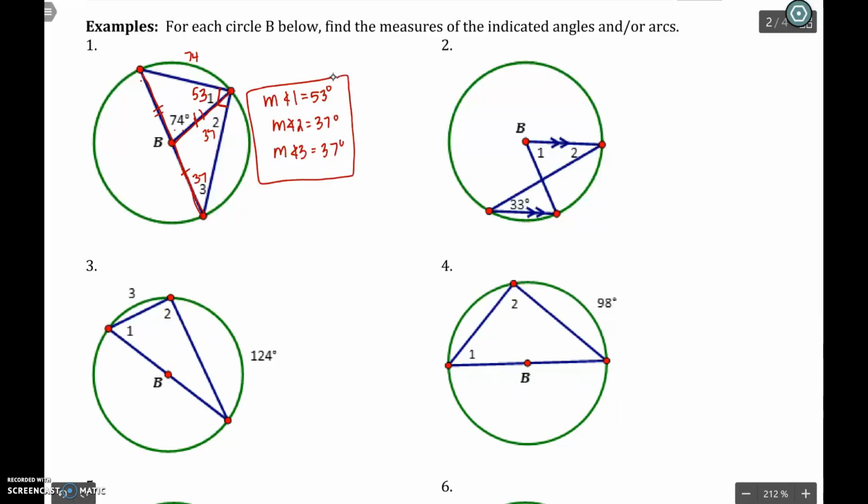On to number 2, I have some parallel lines I can tell by the arrows. So using alternate interior, I can find that angle 2 is 33. Angle 33 degrees down here is also an inscribed angle, so it's half of this arc, which makes that arc 66. And angle 1 is a central angle to that same arc, so it's also 66.